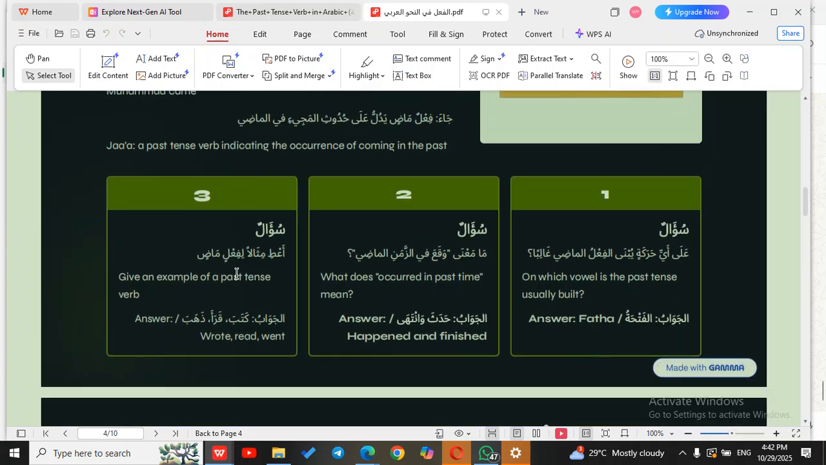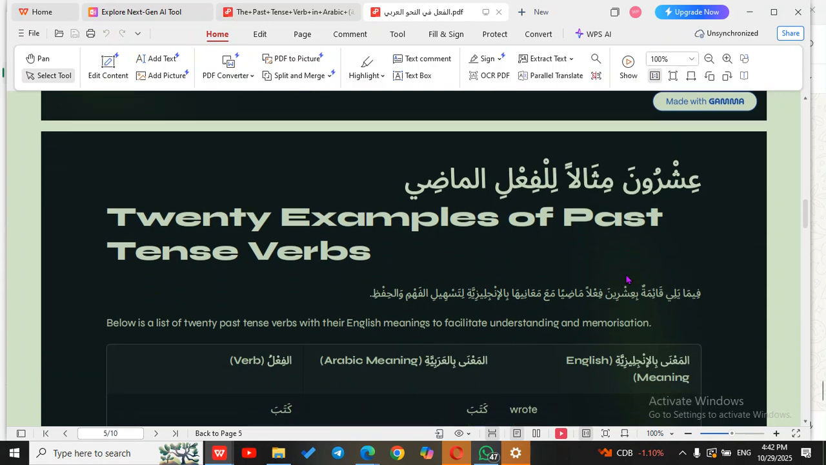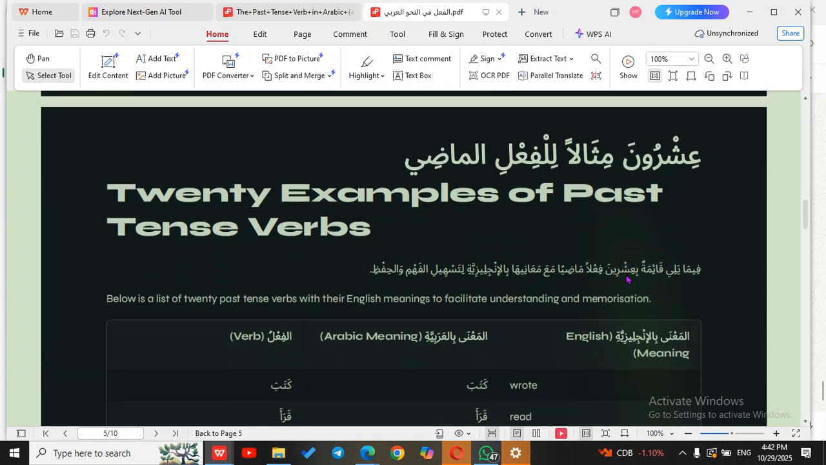Here again we have some questions, as you can see. Now, here we have 20 مثالا للفعل الماضي. We have 20 examples of fi'l madi, different types. 20 examples of past tense verbs. فيما يلي قائمة ب20 فعلا ماضيا مع معانيها بالإنجليزية لتسهيل الفهم والحفظ للطلبة. Below is a list of 20 past tense verbs with their English meanings to facilitate understanding and memorization for students.